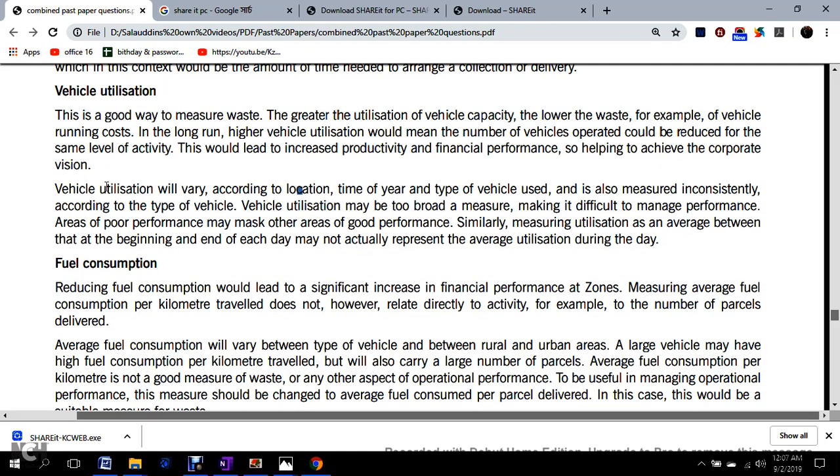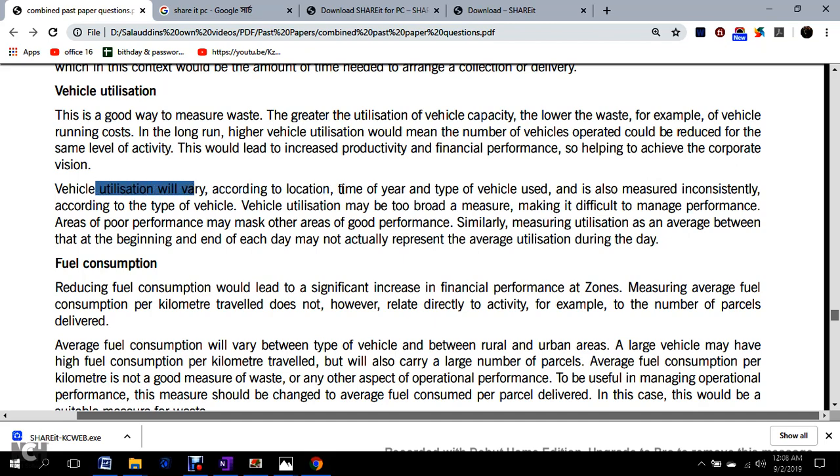Okay, then the criticism: vehicle utilization varies according to the location. One of the most important things is how long a vehicle is driving, how long a vehicle is riding. On the basis of that, the vehicle utilization will vary.